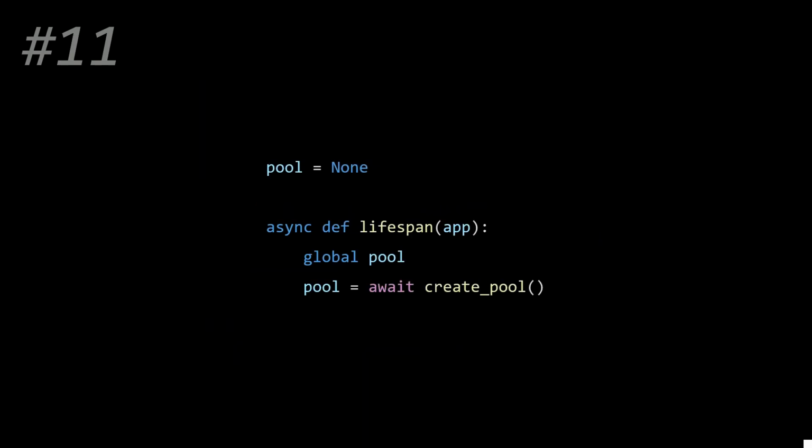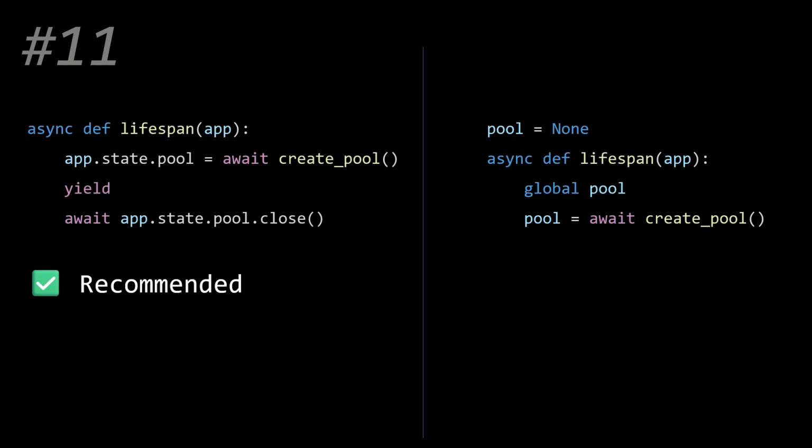Second, the legacy global style pool. This approach involves defining the connection pool as a global variable and populating it during the app's lifespan event. While the first method, storing in app state, is the recommended approach, you will still frequently encounter the global style pool in many existing code bases.